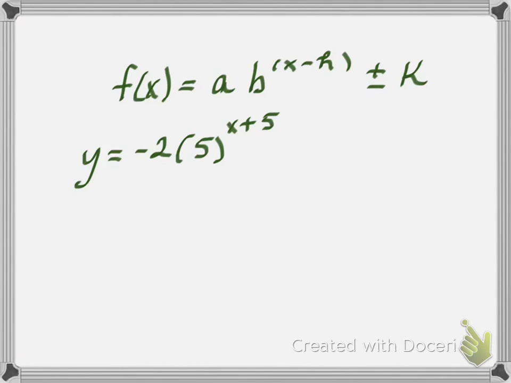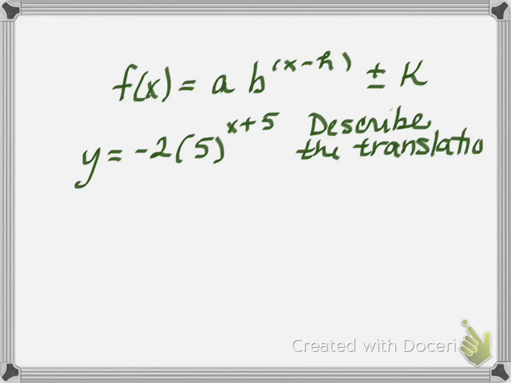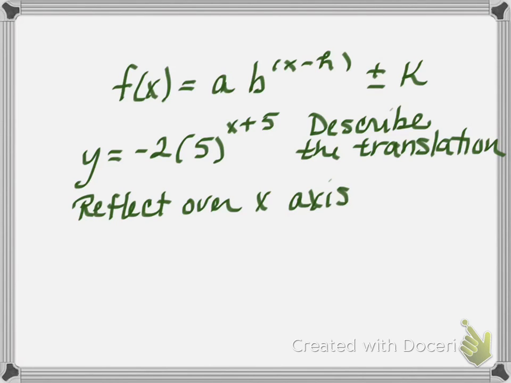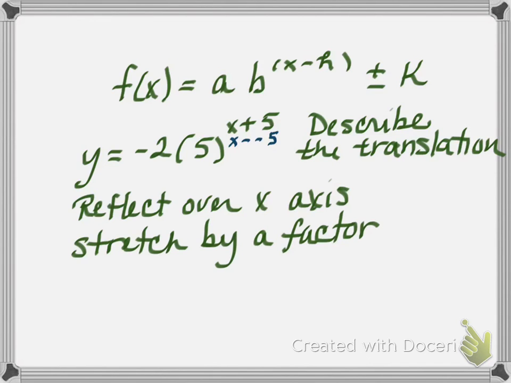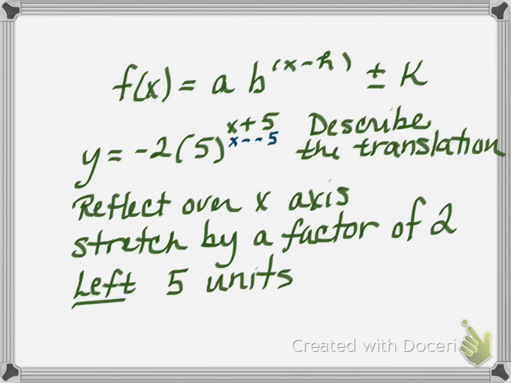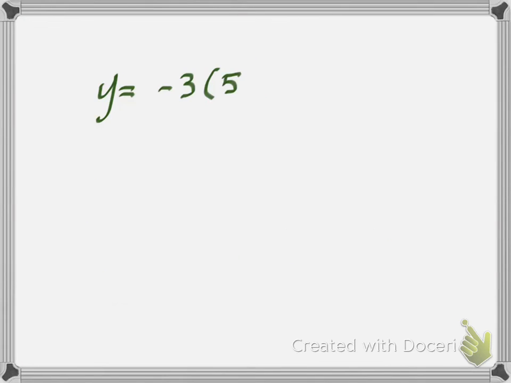So let's just describe a few transformations. Let's look at that. There's no k value, so it's not going to move up or down. It's got an x plus 5. So let's look. The negative makes it reflect over the x-axis. The 2 makes it stretch by a factor of 2. And the h value is actually a negative 5, because that's the only way that x minus h becomes x plus 5. So we go left 5 units.